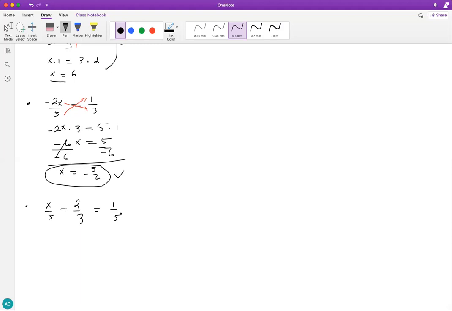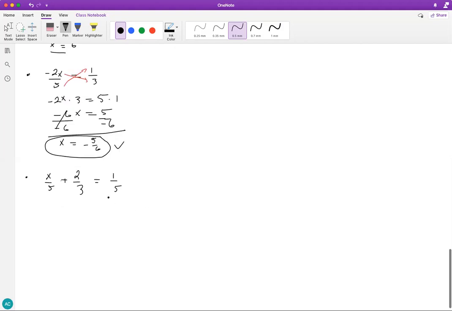Does anybody have an idea on how to go about solving this? Do you have to find the common denominator to add them, or no? That's part of it. Yes, we need to find the common denominator, the least common denominator, or the LCD.